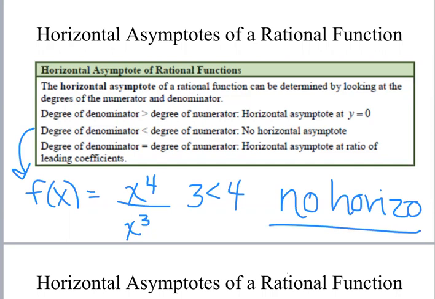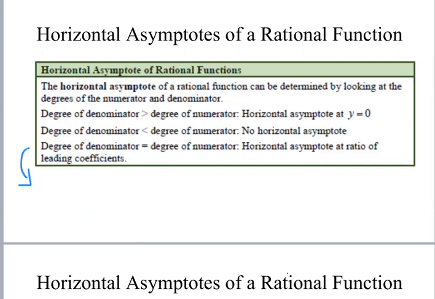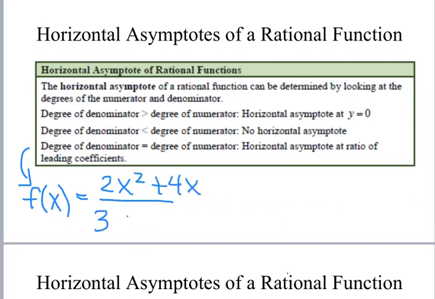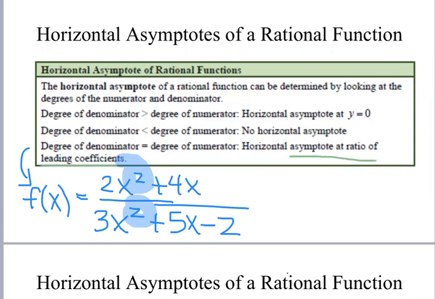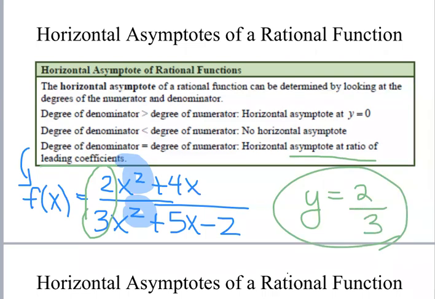That's case 2. And then case 3 says if the degrees are equal, meaning, let's see, I'll have some quadratic up here and another quadratic down here. All I'm looking at are the degrees of the leading term, so those highest degrees. And then what I'm going to do with those is the ratio of their coefficients. So it would be the ratio of the leading coefficients if they're equal. So it would be 2 over 3, which means y equals 2/3 is now that horizontal asymptote line.